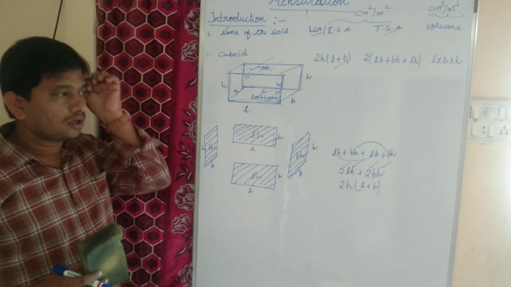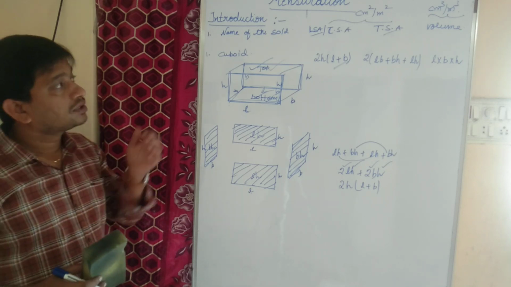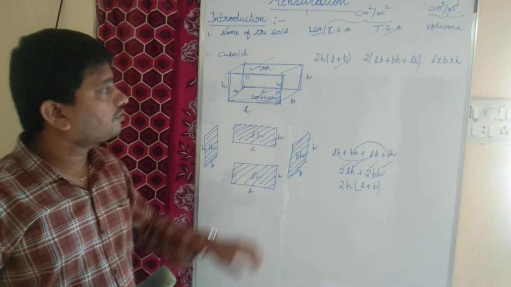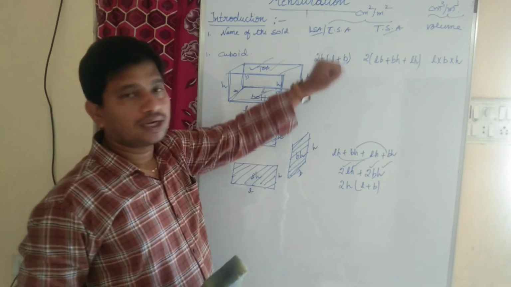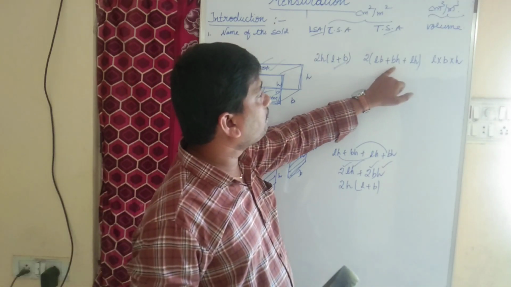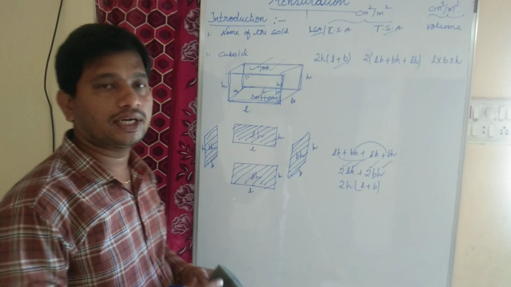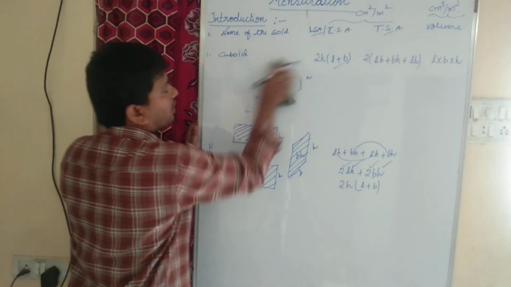So this is about our area, LSA and TSA, and volume of a cuboid. The formula is 2h into (l plus b), lateral surface area; 2 into (lb plus bh plus lh), total surface area; and the volume is lbh, right? So this is a cuboid.